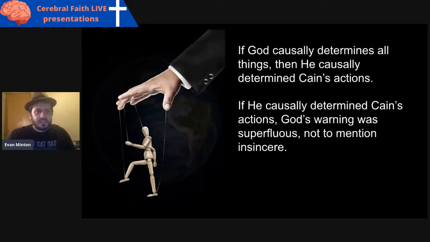"Hey, sin's crouching at your door. It desires to have you, but you need to rule over it instead. But I'm not going to causally determine you to rule over it. I'm going to causally determine you to give in to your sins. I'm going to warn you." It's like a puppet show.